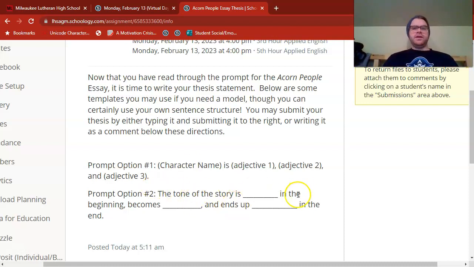If you're doing tone, a possible template that could work for you might say something like, the tone of the story is blank in the beginning, fill in the blank with whichever tone word you want to use, becomes blank in the middle, if you want to add some more detail there, and ends up blank in the end. So what's important about a thesis, if you're doing tone, is that you're identifying beginning, middle, end, because that sets up each of your body paragraphs in order.